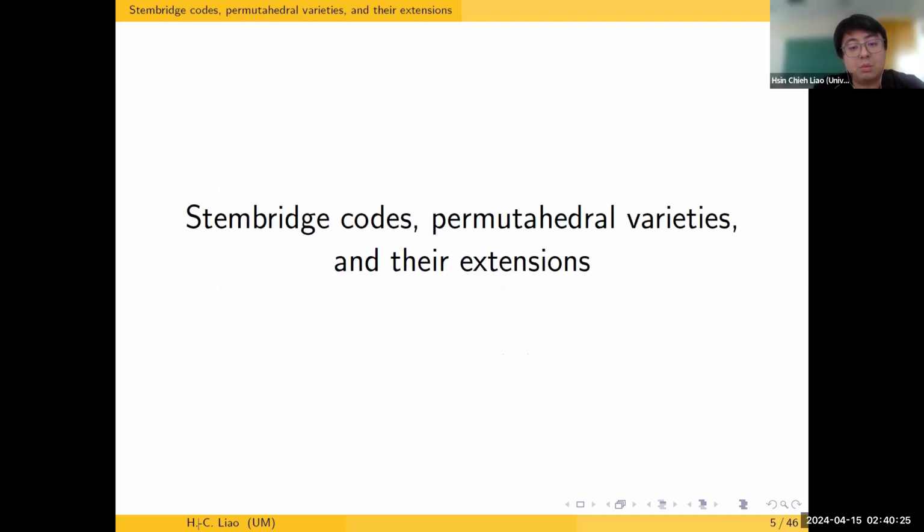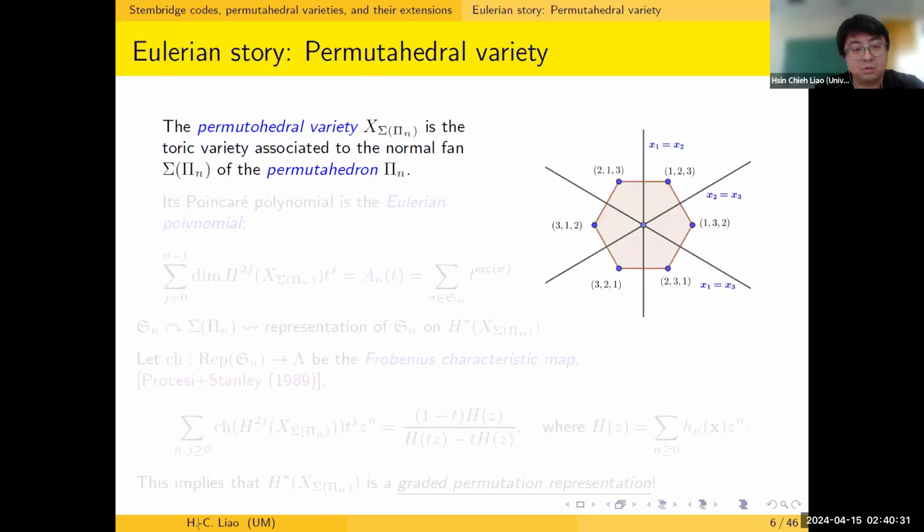Next, we will use the theory from Chow rings to try to study the permutohedral varieties. So what is the permutohedral variety? It is a toric variety associated to the normal fan of a polytope called the permutohedron. You can think of the permutohedron as the convex hull of all the permutations of length n, with lambda the coordinates inside R^n. On the right-hand side, you can see an example when n equals 3. The hexagon is the permutohedron, and in this case the normal fan is just the fan generated by these three reflecting hyperplanes.